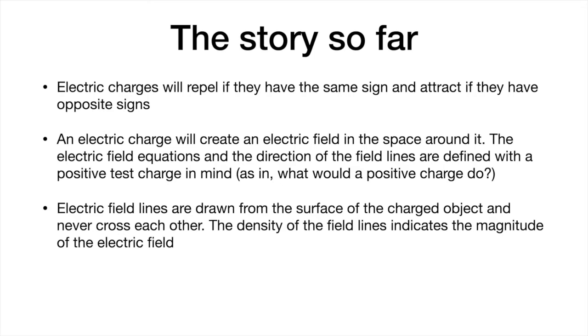When we draw those electric field lines, we always start at the surface of the charged object. So the electric field lines don't penetrate into the object, for example. And the electric field lines do not cross each other. If we have an area of space with a lot of field lines, or they're very dense, I should say, then in that case we can intuit that the magnitude of the field is large.